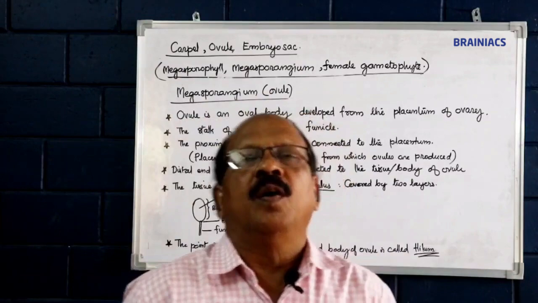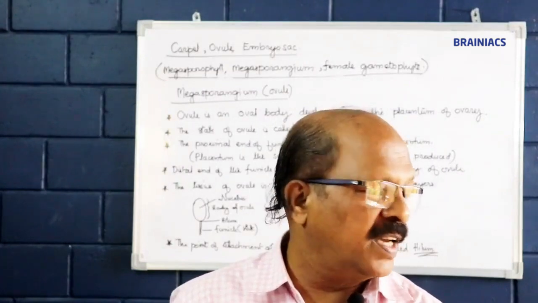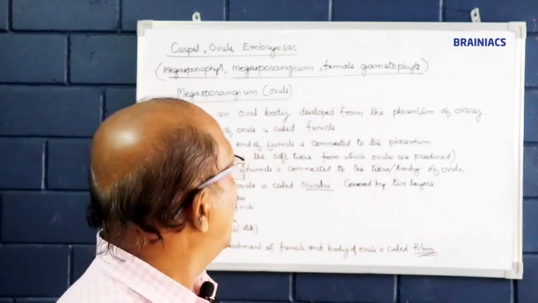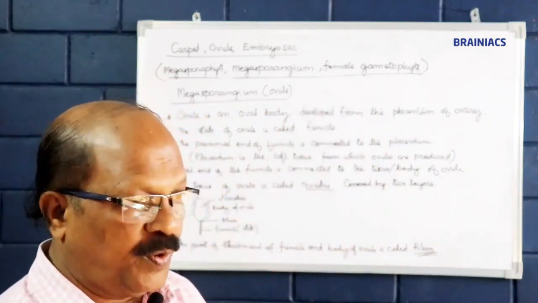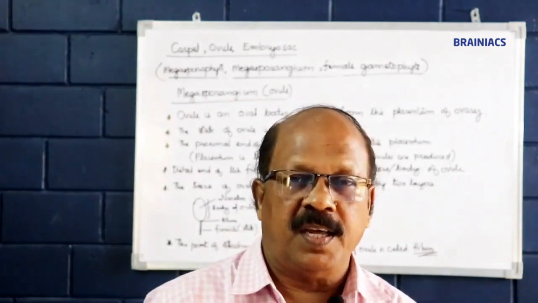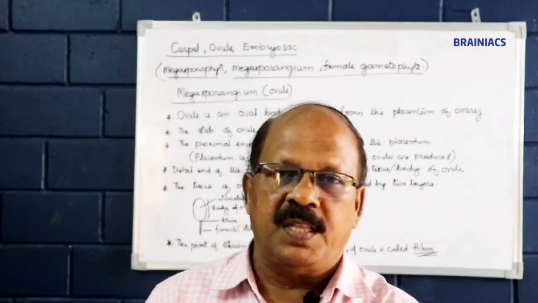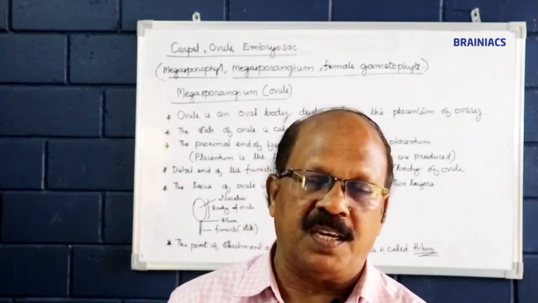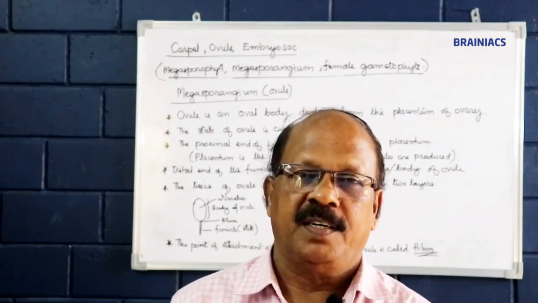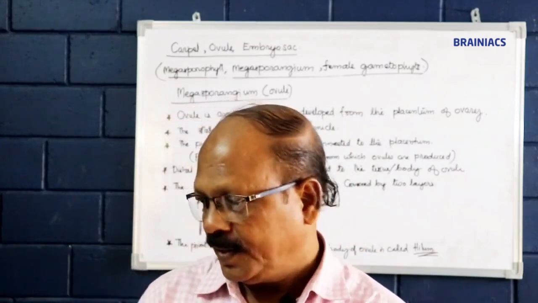Here also, ovule is the most important part of the carpel, where inside the embryo sac is developed within the nucellus of the ovule. The embryo sac is the most important part of ovule, where inside the egg, the female gamete, is produced. And that is why it is also known as female gametophyte. Female gamete producing tissue or structure, female gametophyte.